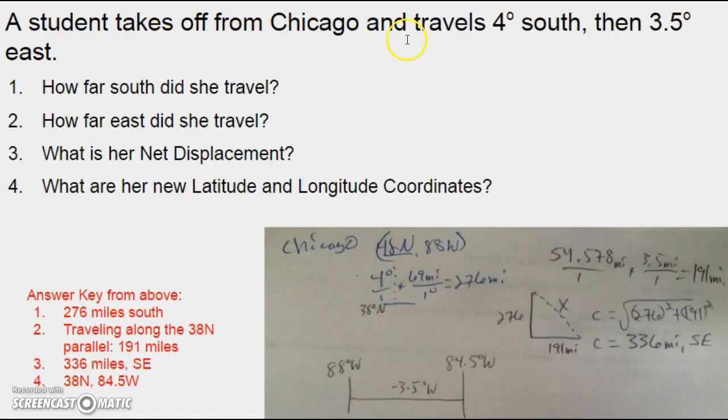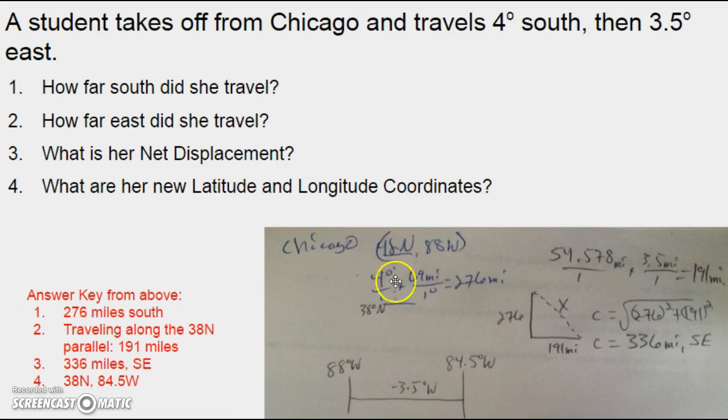A student takes off from Chicago and travels 4 degrees south and 3.5 degrees east. How far did she travel? How far east did she travel? South, then how far east? What is her net displacement? And what are her new latitude and longitude coordinates? So I can do this. I did the math for you.